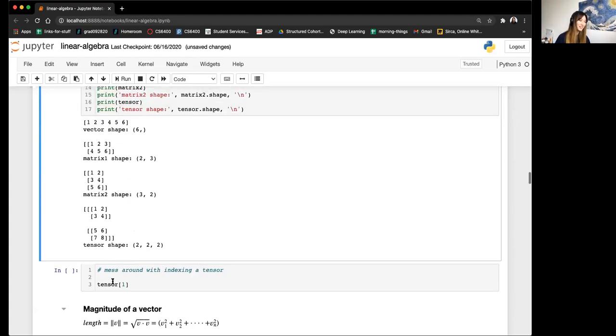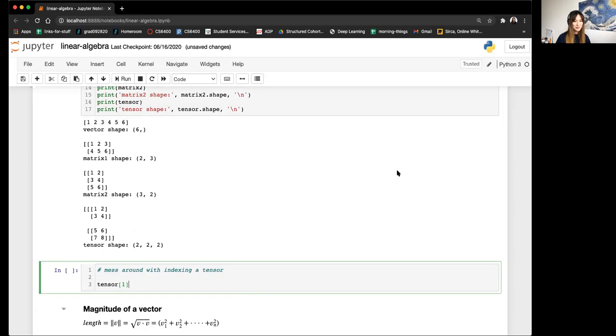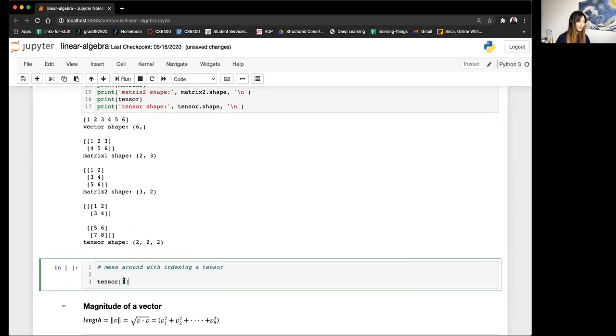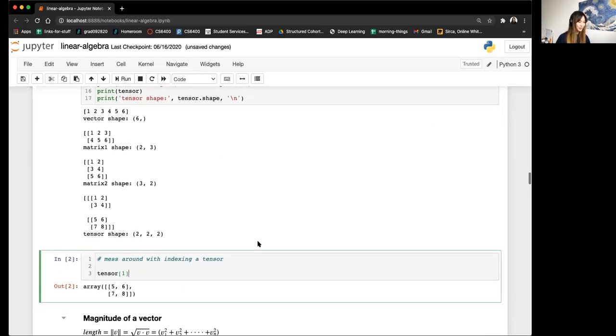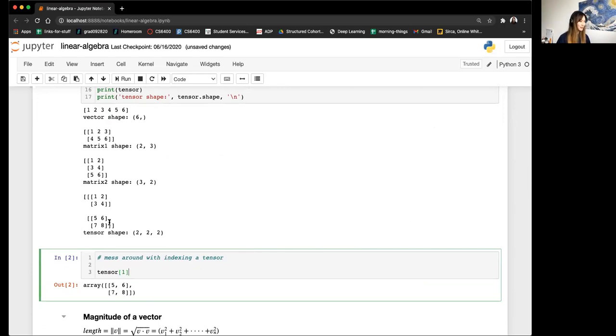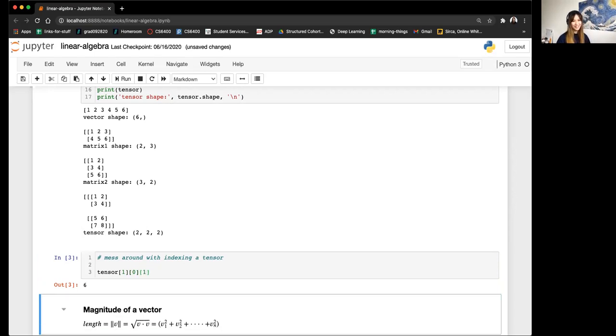I put this cell here just in case any of you have this notebook. You can mess around with indexing a tensor. It gets a little bit confusing sometimes, but you can multi-index it. So let's say I wanted to get the number 6 out. I know it's in the index 1 matrix. And then next I would have to go, I think, to the first row of the matrix. And then hopefully I'm right. There we go. It's something that you'll get used to as you play around with it.